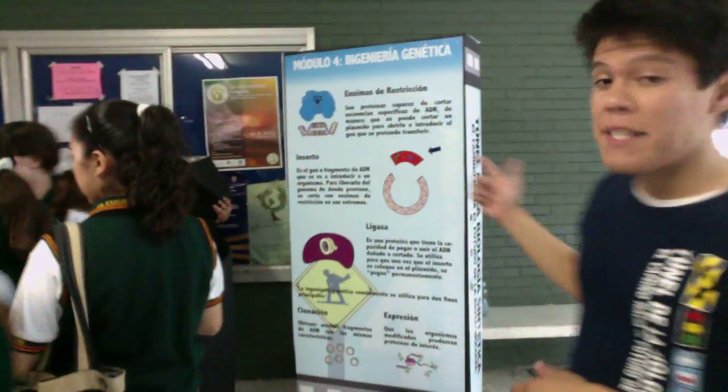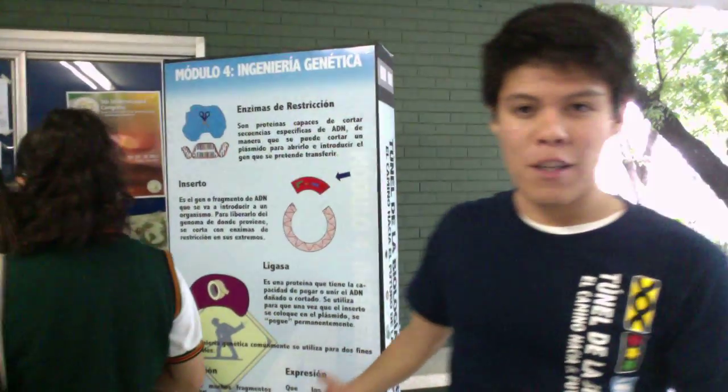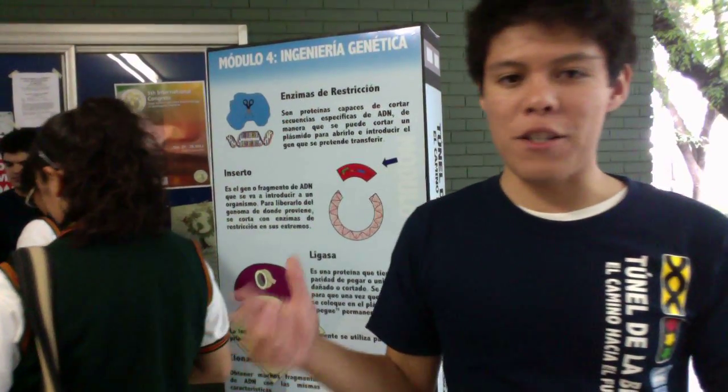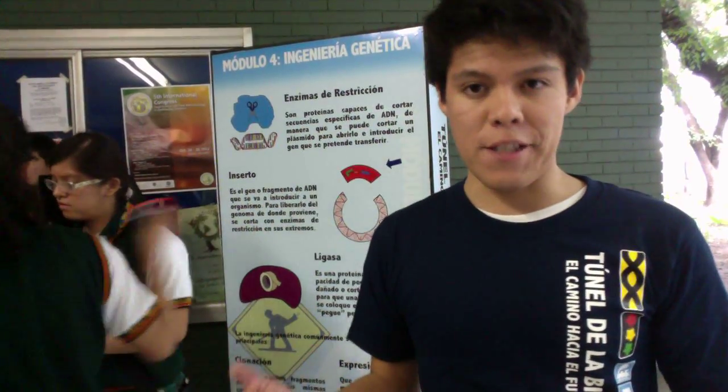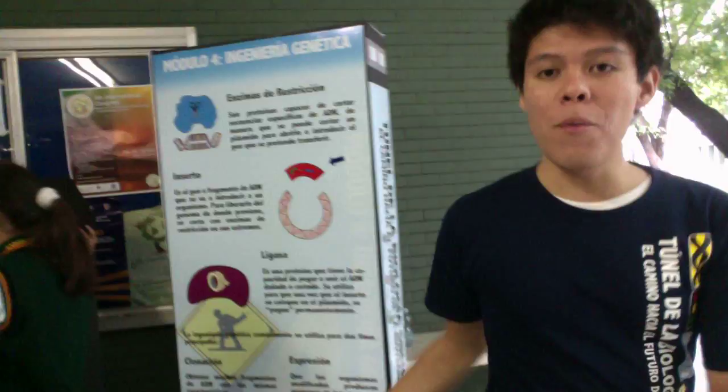So in the genetic engineering module, they learn the basics of restriction enzymes, insertion, ligation, and cloning. So from all the concepts they already learned about DNA, about genes, and about how proteins are made, now they know how we can use them. So now we move to the fifth module.